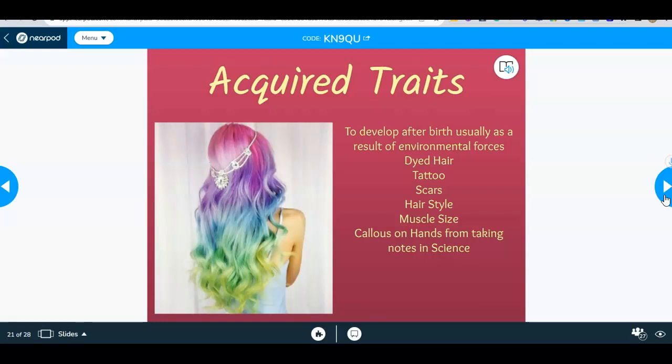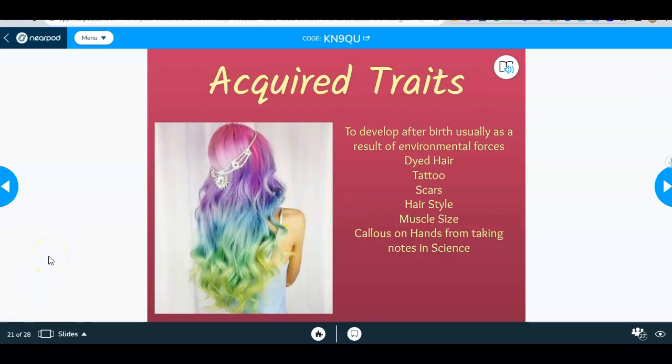Now, your hairstyle, not your hair color and the natural waviness of your hair, how we comb our hair, you are not born that way. You have to style your hair that way. That's very important to notice the difference in those.